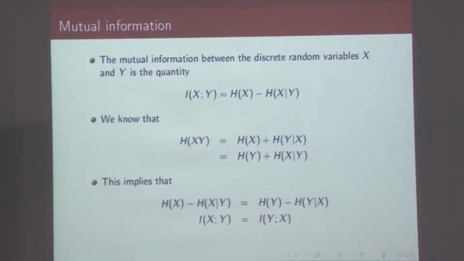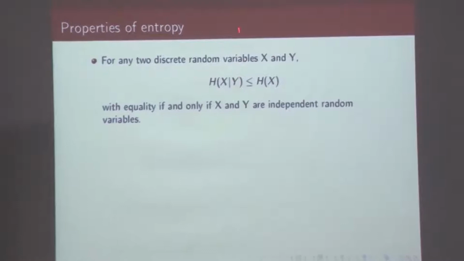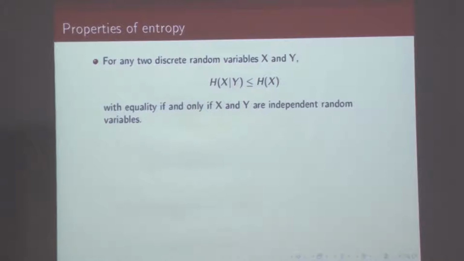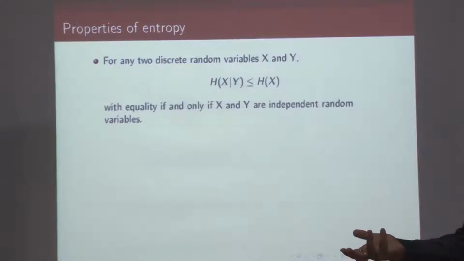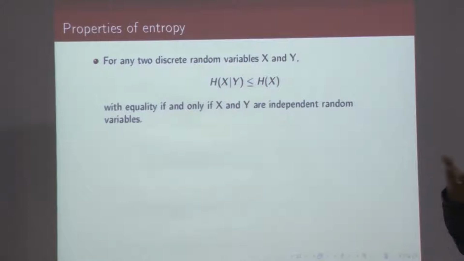Now here we are going to show that, given two discrete random variables, conditioning cannot increase entropy. Conditioning on a random variable. So what we are going to show is the uncertainty in X given Y is less than or equal to uncertainty in X, with equality happening when X and Y are independent. This you can see intuitively. If X and Y are independent, Y would not convey any information about X. So there would not be any reduction in uncertainty given Y, right?